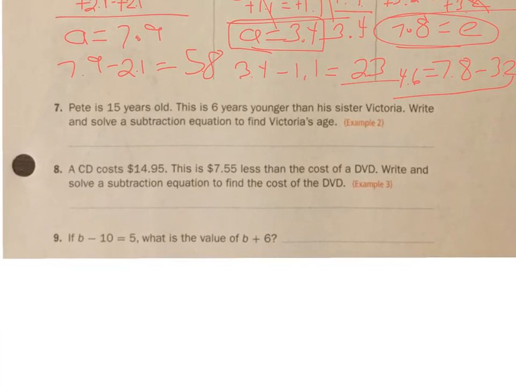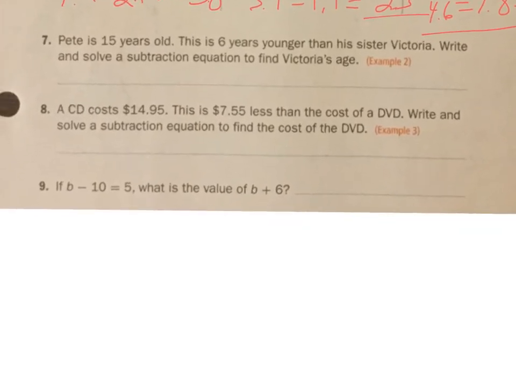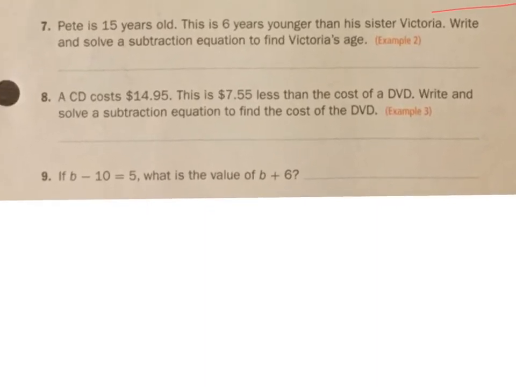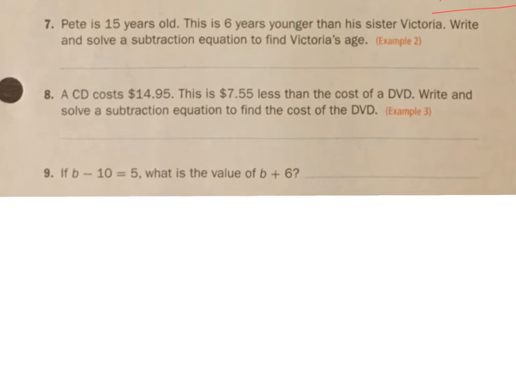The word problems. I have, let's see, 3 of them here. Pete is 15 years old. This is 6 years younger than his sister Victoria. Write and solve a subtraction equation to find Victoria's age. Okay, so let's see. Pete is 15 years old, and this is 6 years younger than his sister Victoria.